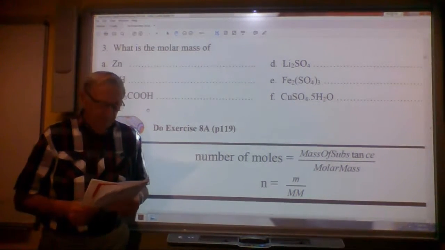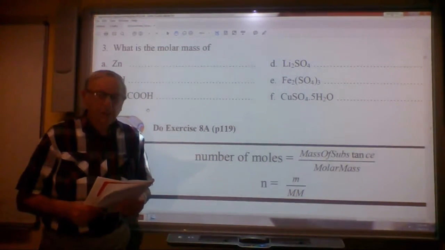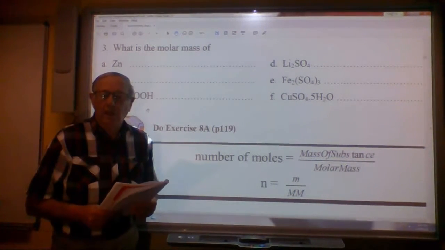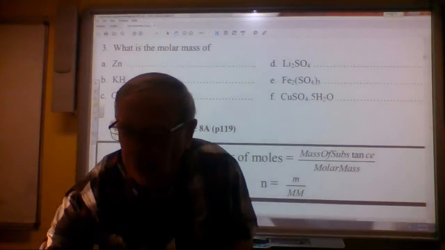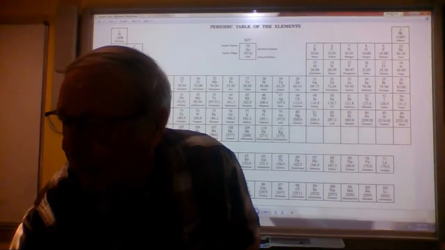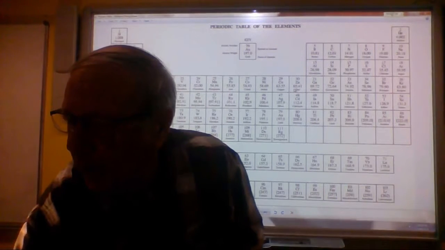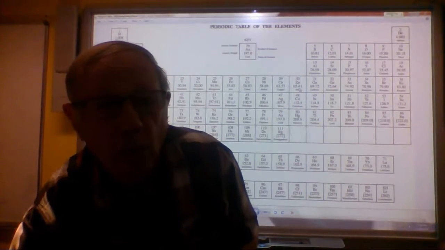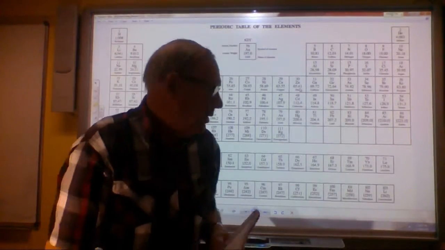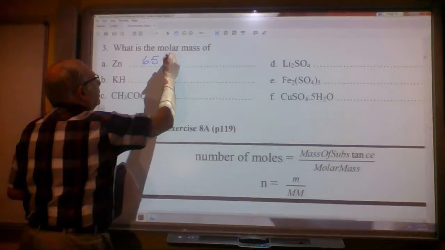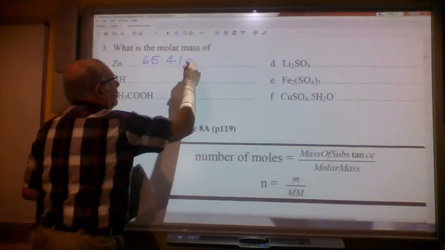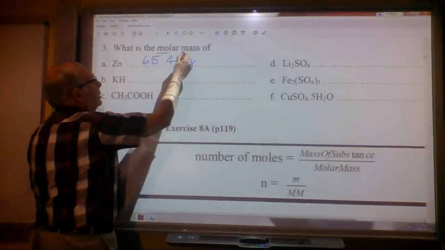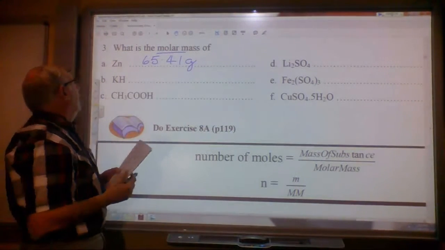Question 3. What is the molar mass of zinc? Well, we can check this out using our periodic table. So we go to that. Zinc we find is here, and we can see there that that is 65.41 grams. So 65.41. Now you notice here that the units are grams. Why? Because it's the molar mass.